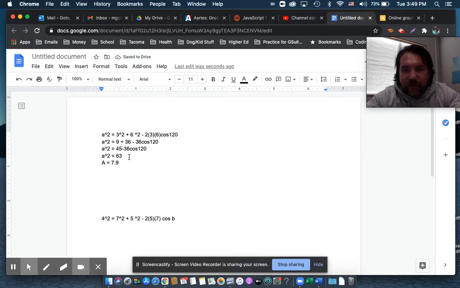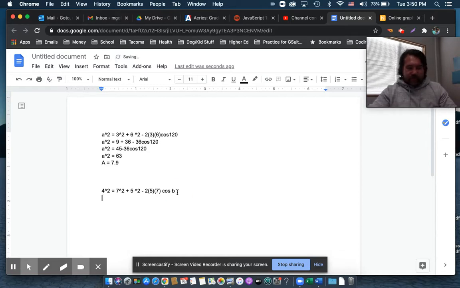Okay, after all that work we just did, let's go ahead and do this next one. All right. So 4 squared is 16 equals 49 plus 25 minus 2 times 5 is 10. 10 times 7 is 70. Cosine of b. I'm going to do 16 minus 49 minus 25. That gets me negative 58. So negative 58 equals negative 70 cosine b.